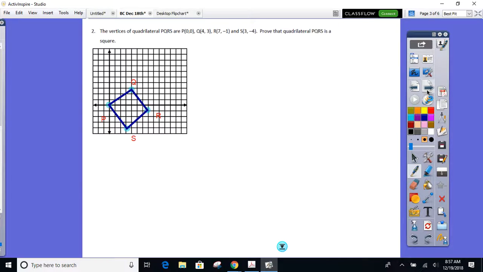What formula am I going to need? Distance. All right, go ahead, you and your groups right now. Distance. So we're going to prove it's a rhombus first by doing distances of all 4 sides.